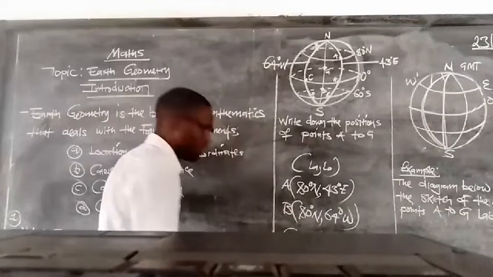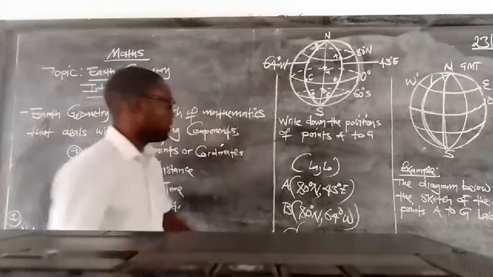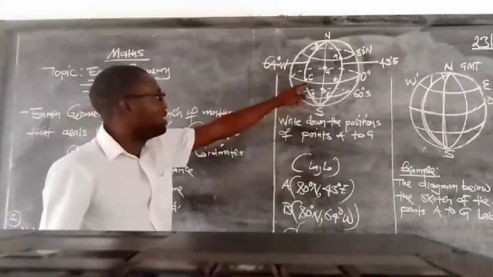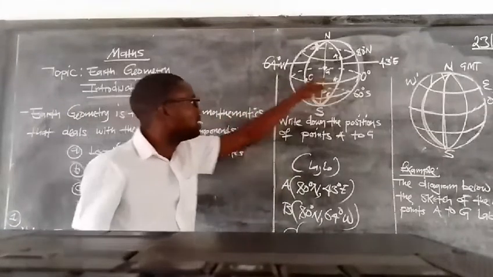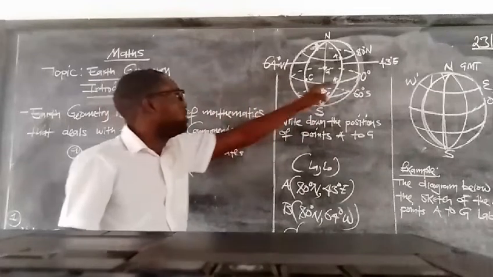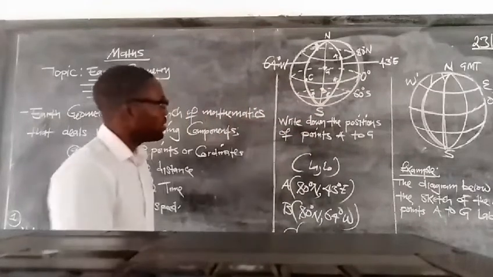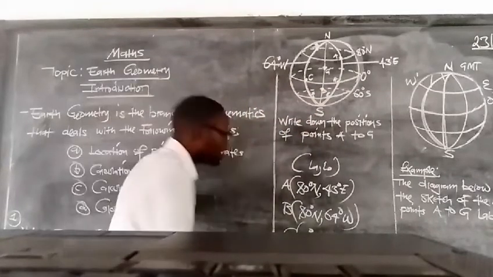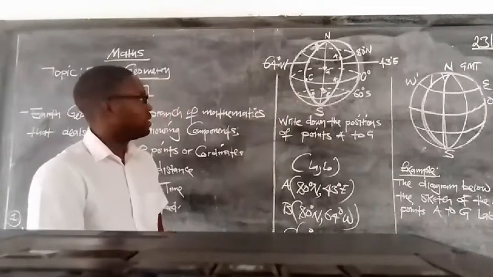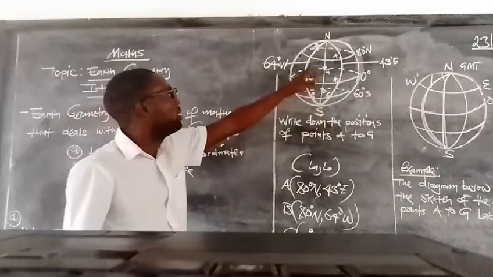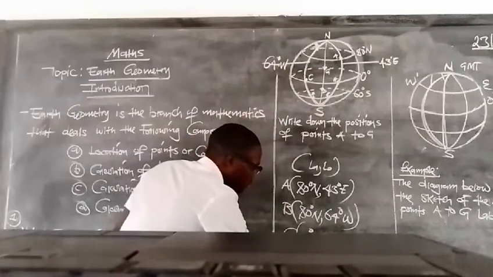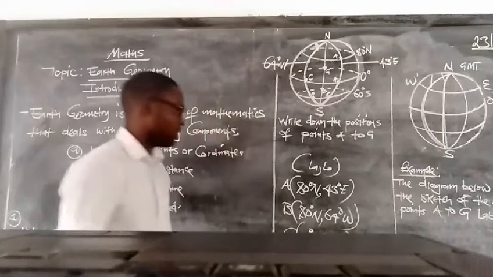What about point C? We open our brackets. We start with the lines of latitude. So that is C. The lines of latitude you are able to see. It is lying where the equator is. So the equator is denoted by 0 degrees. So 0 degrees, we put a comma. What about the lines of longitude? The lines of longitude is 64 degrees west. So 64 degrees west, you close your bracket.